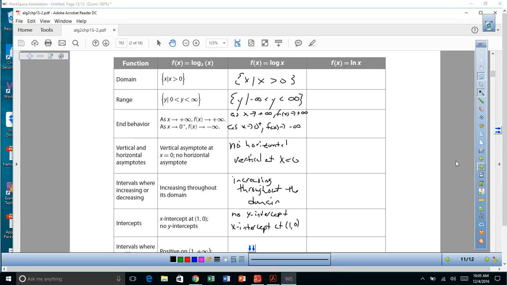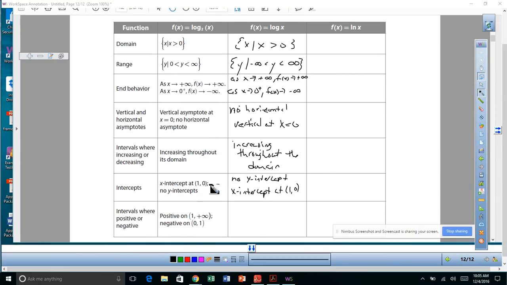So what do we got? Positive on 1 to positive infinity, and negative on 0 to 1.